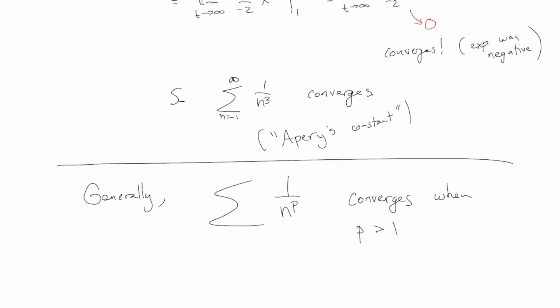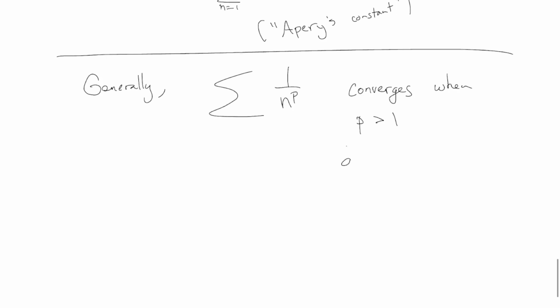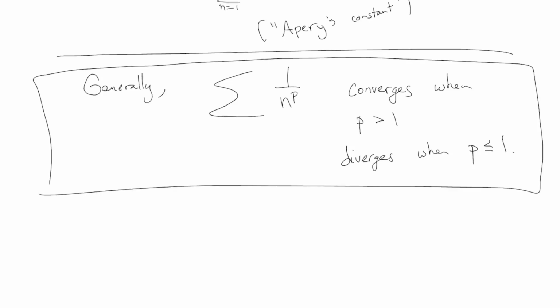All right. So generally speaking, this series converges when p is greater than 1, and it diverges otherwise, when p is less than or equal to 1. This is important, and this is something that you should have memorized. Remember, this is what I called before the p series, and this is going to come up all the time. And you should add this to your list of series that you know about.